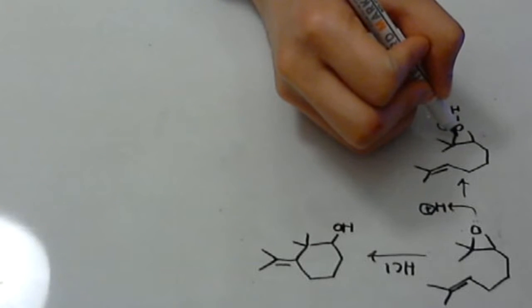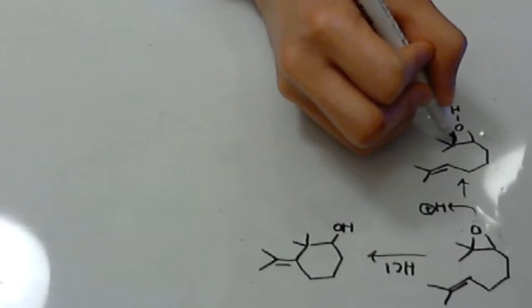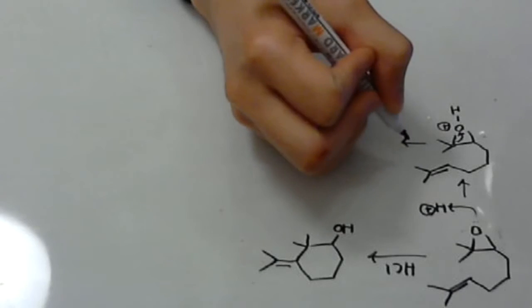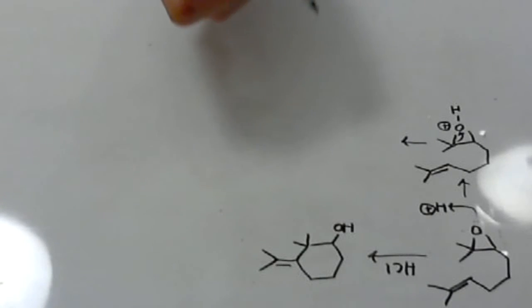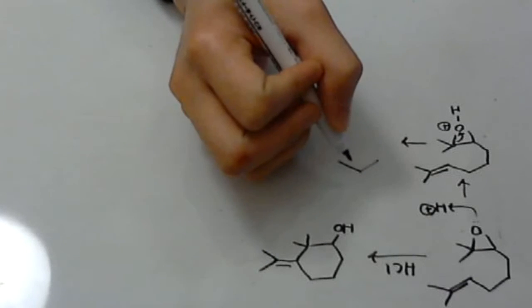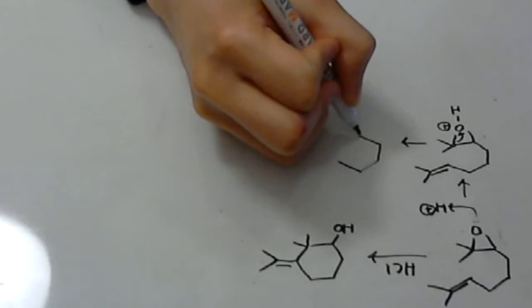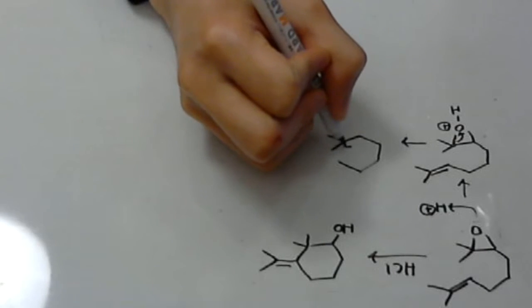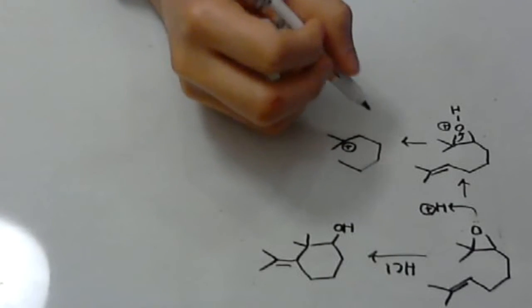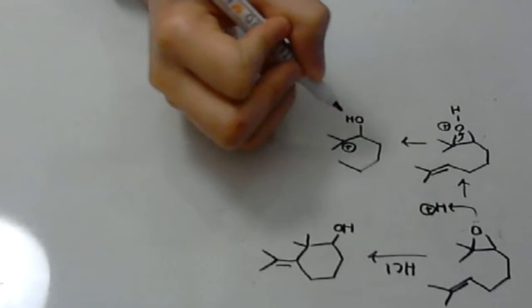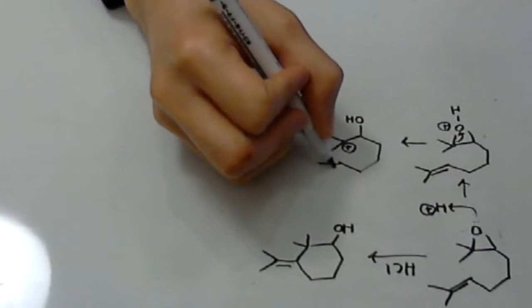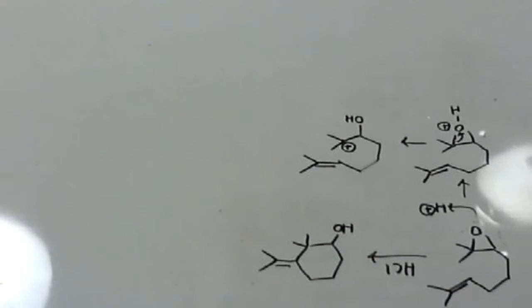Which one is more stable? The tertiary carbocation is going to be more stable than the secondary carbocation. So what happens is, because the tertiary carbocation is more stable, this is the bond that's going to break, and what we get is that tertiary carbocation. So let's draw it. You have a positive charge right here, an OH group, and a double bond.